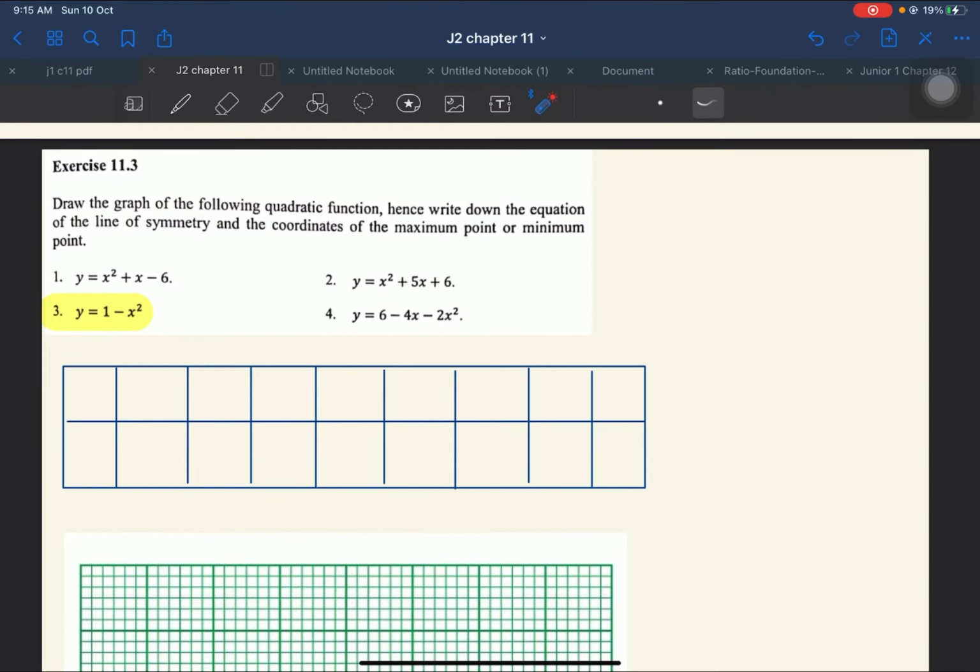Question 3, y equals 1 minus x squared. Since this question never provides you with a specific range of x values, what you're going to do is identify your y value when your x begins from negative 4. Usually I begin from negative 4, negative 3, negative 2, negative 1, 0, and see whether we can match the y values.